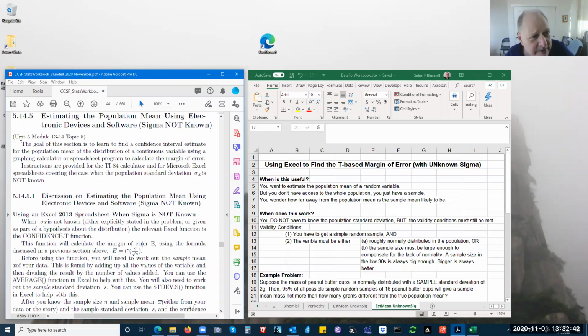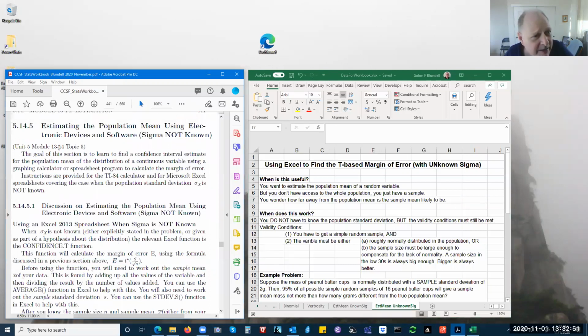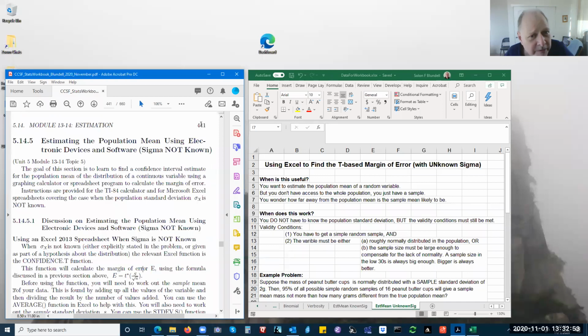And this is in modules 13 and 14 of the OLI textbook, and it's in the workbook for the class in the November 2020 edition. It starts on page 441.